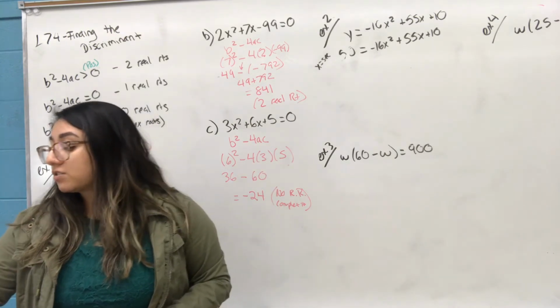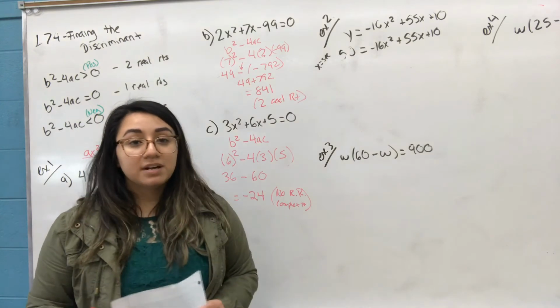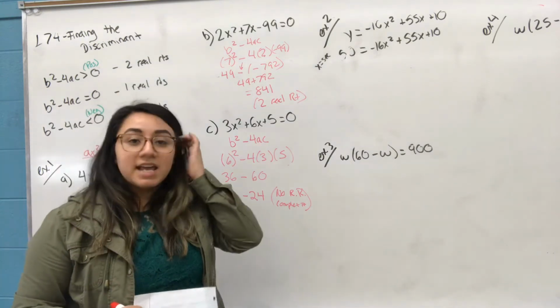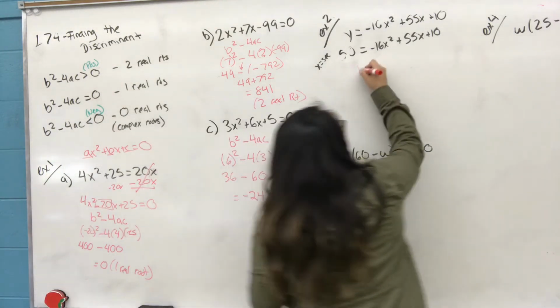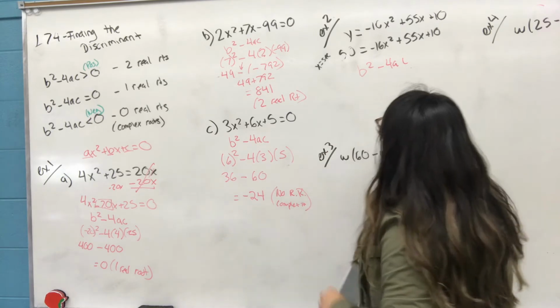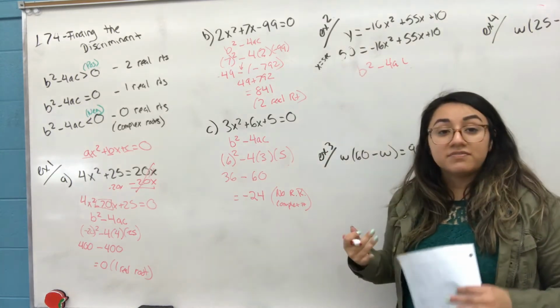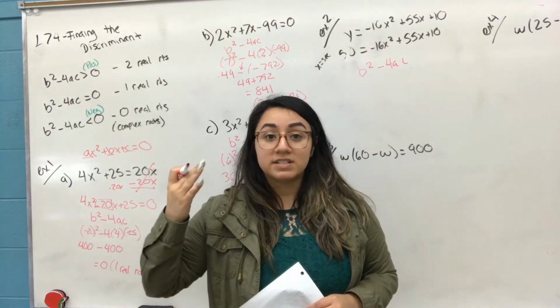Here it says use the discriminant to explain why the ball will reach the desired height. So here we're going to see if the ball is able to reach the desired height, and how we do that is using the discriminant. So here we have the number of feet. He wants to see if the ball will go up to 50 feet.